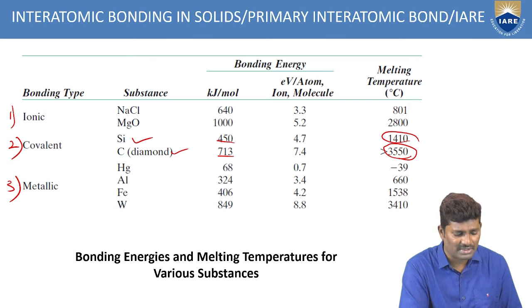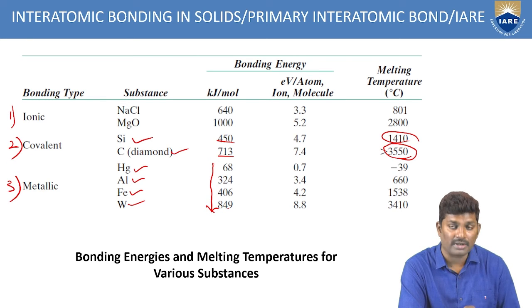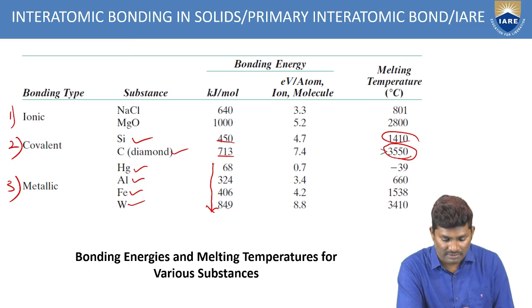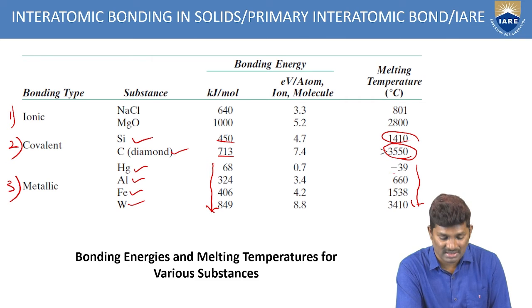Now in a similar way, look at metallic bonding, the last category in primary bonding. You have Hg, Al, Fe and W. The bonding energy increases like this: 68, 324, 406 and 849. And for the melting temperature, mercury has a very low value, minus 39. Aluminum has 660, Fe has 1538, and W has 3410.